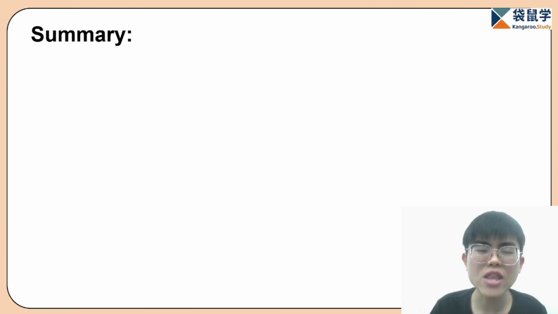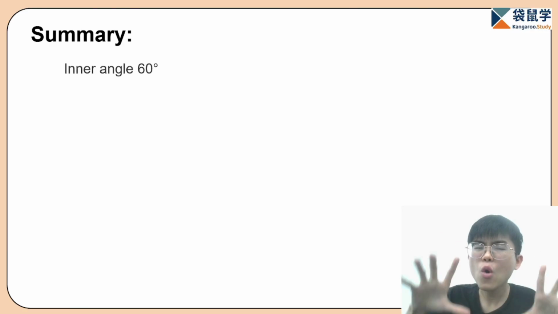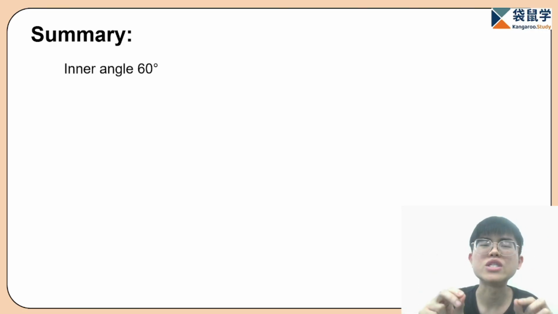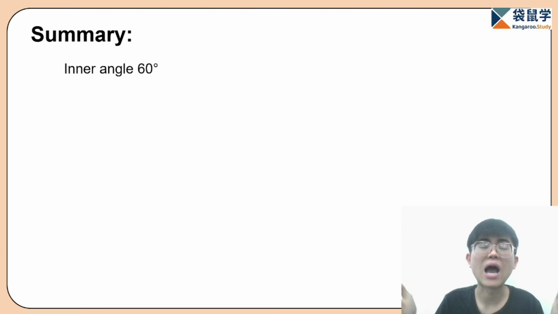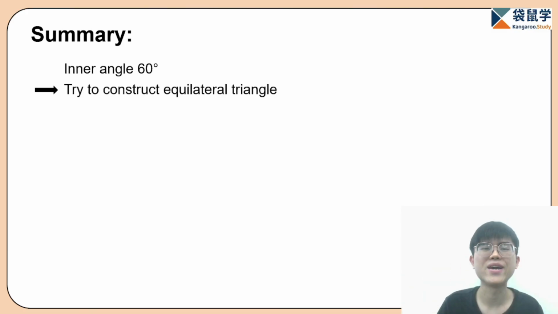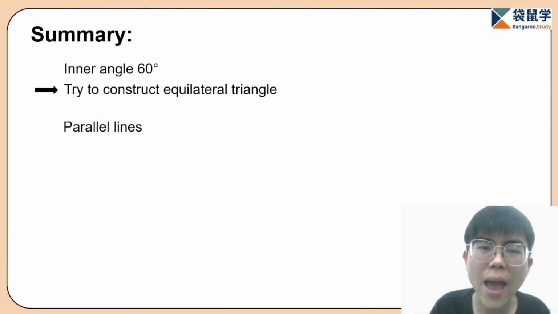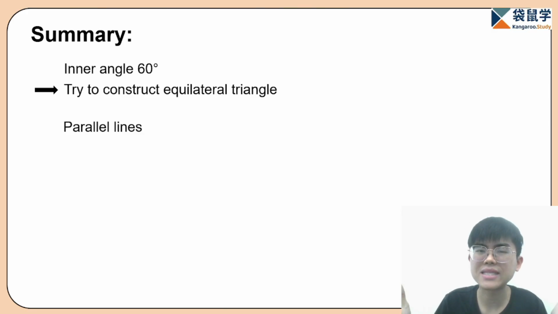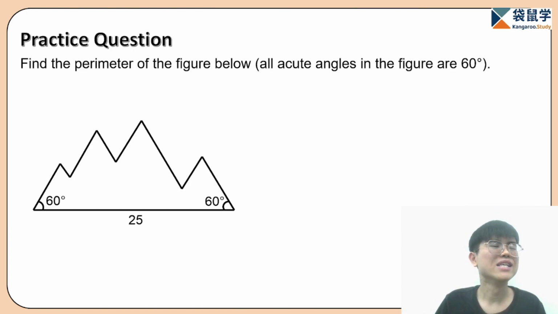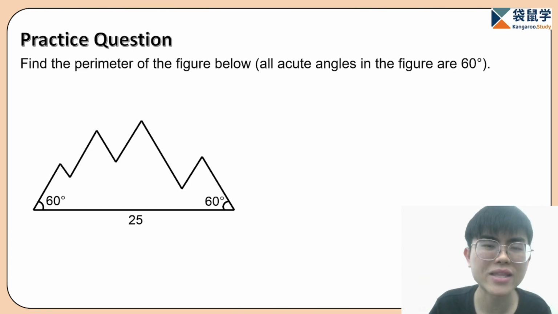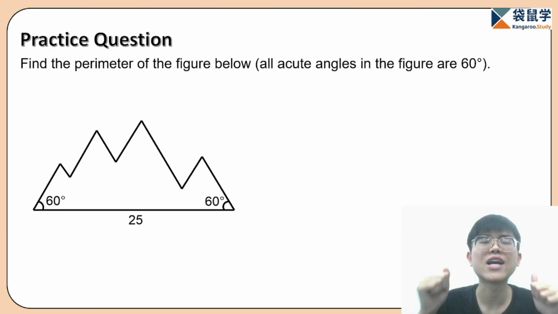So now based on our question here, let's try to summarize. The first thing, when we have the inner angle, which is 60 degrees, which shape can we try to construct? We can try to construct the equilateral triangle, everyone. And then when we have a parallel line, what is the method that we can try to use? We can consider the translation method, right? So now you can try to do this practice question and you can leave your answer in the comment section below, right?